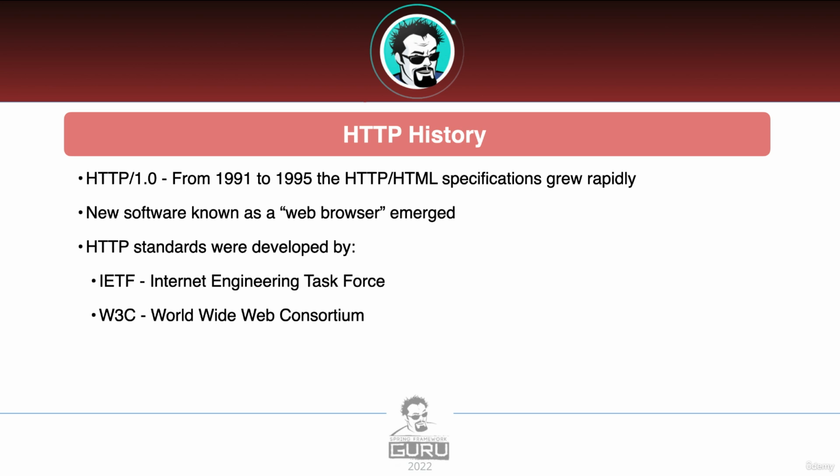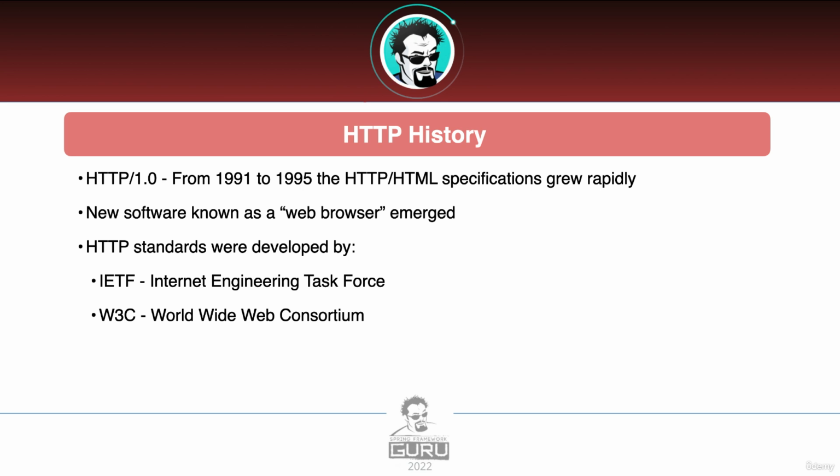From 1991 to 1995, that is really where we saw a lot of growth in HTTP and HTML. These are two different technologies, but they work well together. Basically, new software, we now know it as a web browser, emerged, and HTTP was used to transport HTML documents. So HTTP, think of that as the transport mechanism. HTML is the actual document. And in terms of RESTful interfaces, we are going to be using JSON. So it's just a different format of text that is going across the wire, across the HTTP standard.